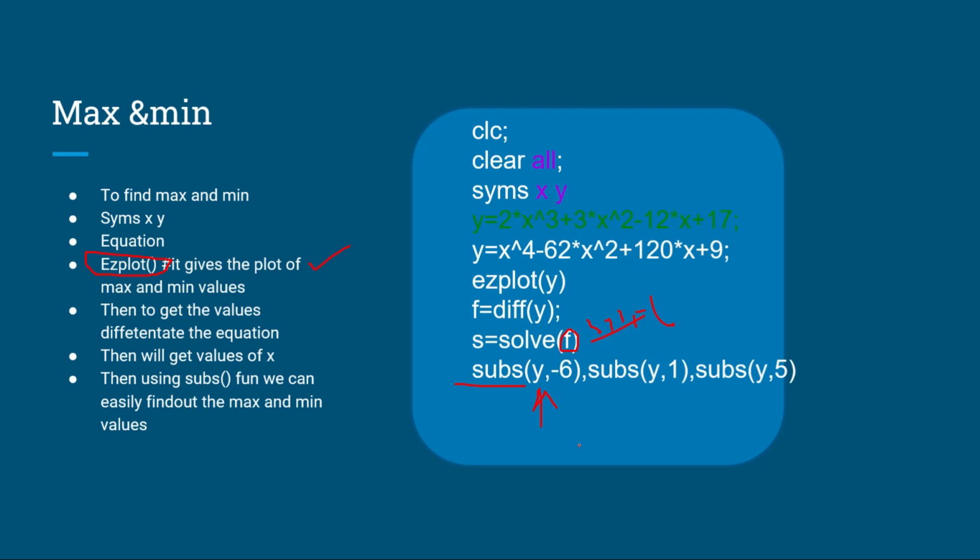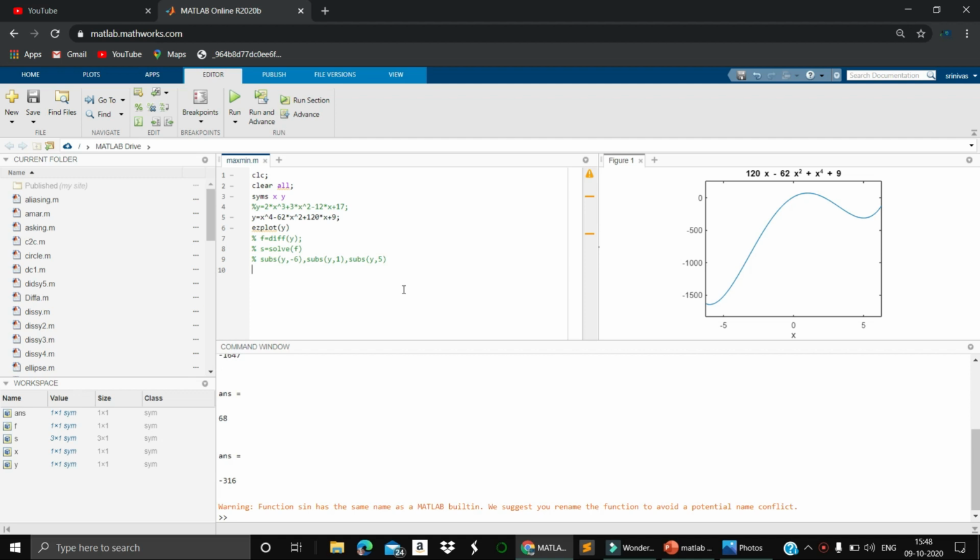Let's go to the MATLAB command window. Here we will execute line by line so you can better understand. I will consider the equation y equals x power 4 minus 6 x square plus 120x plus 9. So I am plotting the curve directly. Ezplot is used to give the maximum and minimum value. Even without doing all these functions, we will get the plot to identify the maximum value and minimum value. To get those values, we will be using this function.